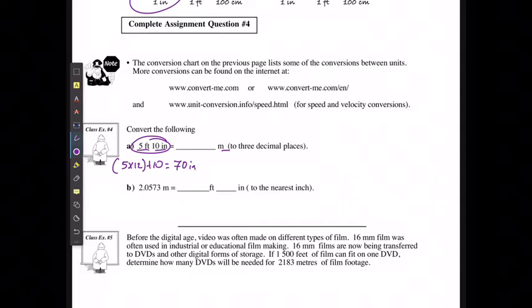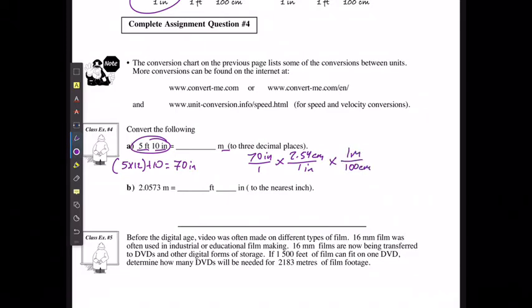Now, if we don't know how to do the direct conversion from inches into meters, then I'm going to say that I have 70 inches over 1. I'm going to multiply it by a conversion I do know, 2.54 centimeters over 1 inch, and then multiply that by 1 meter over 100 centimeters. And that's going to give me 1.778 meters, because I would have canceled out the inches and canceled out the centimeters.